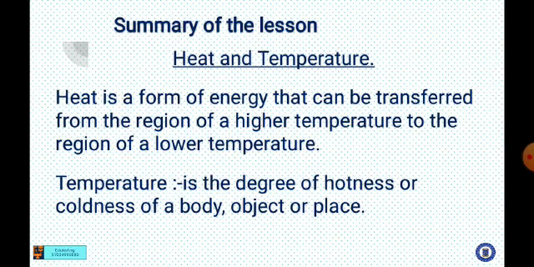What is temperature? Temperature is the degree of hotness or coldness of a body, object, or a place. It tells us how hot or cold a body, object, or a place is.